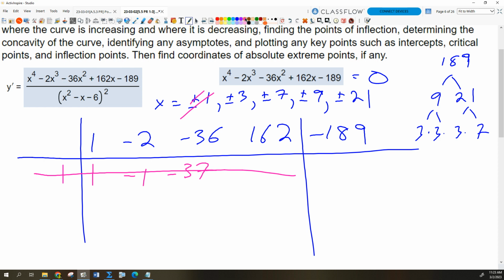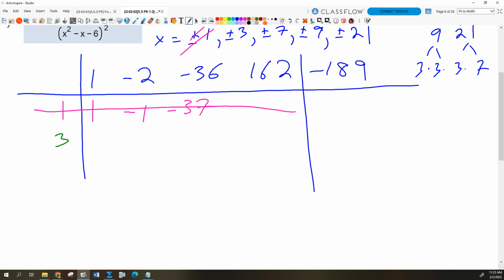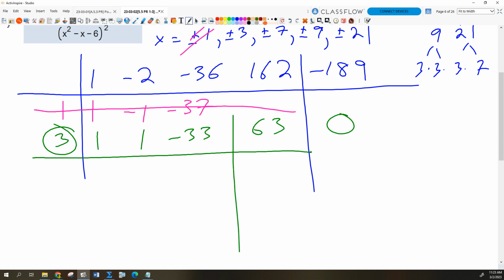If I tried 3, let's just show one that works, just so you can see this. Like if I try 3, I bring the 1 down. 1 times 3 is 3 plus negative 2 is 1. 3 times 1 is 3 plus negative 36 is negative 33. 3 times negative 33 is negative 99 plus 162 is 63. 3 times 63 is 189 plus negative 189 is 0. So we hit a winner, right? We hit a winner with 3, and then all we have to do is that and keep going.